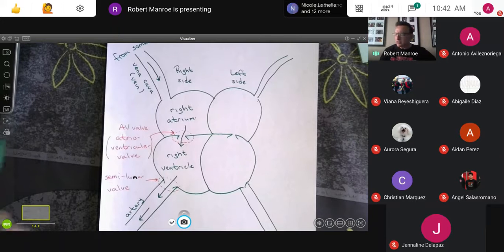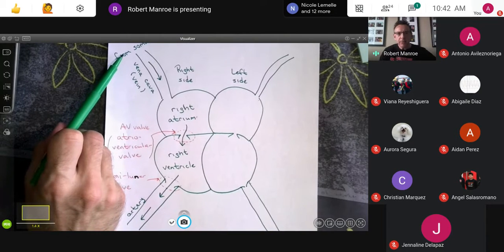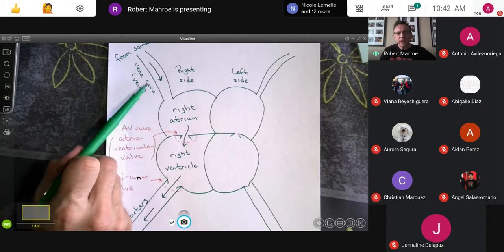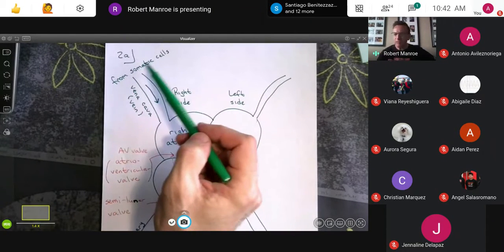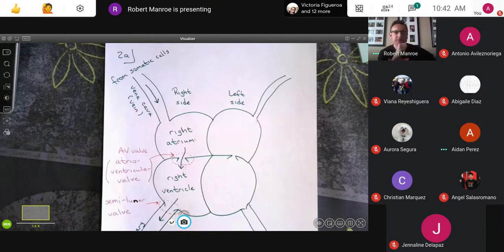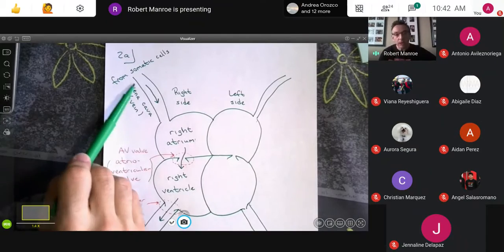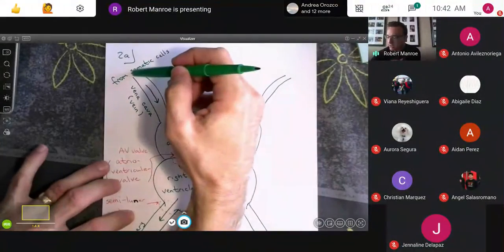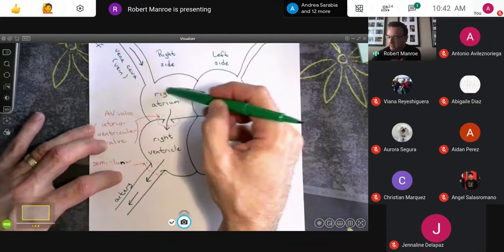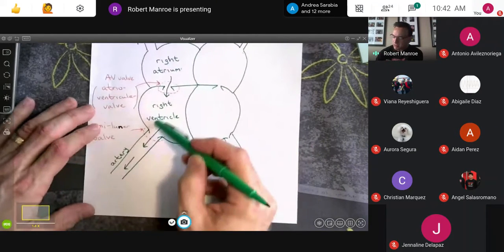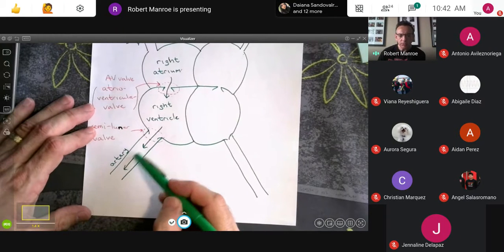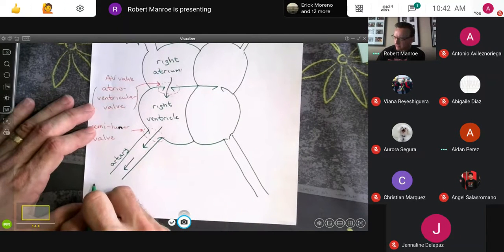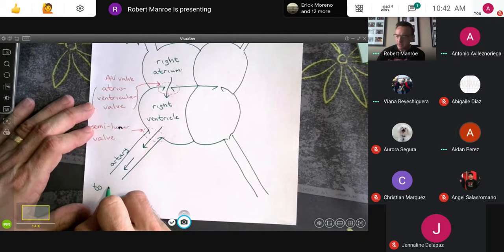So this blood is coming back from the somatic cells. What is the oxygen concentration in this blood if you're coming back from the somatic cells? Very low. You bet. This is oxygen poor blood. So oxygen poor blood here, here, here, and here. Where would you then be sending oxygen poor blood? The lungs.